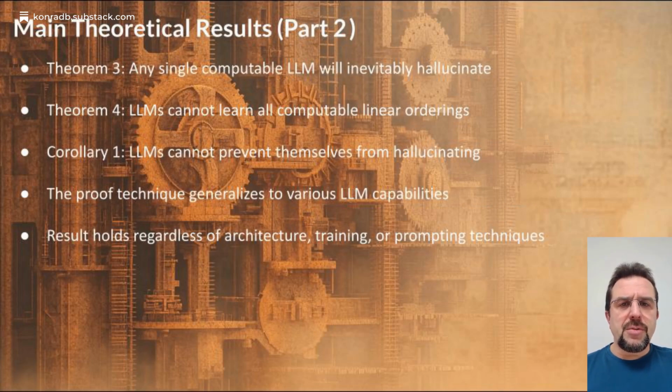Building on earlier theorems, the authors prove that any individual computable LLM will inevitably hallucinate on some ground truth function. A specific example shows LLMs cannot learn all computable linear orderings, demonstrating practical implications. Importantly, Corollary 1 states that LLMs cannot eliminate their own hallucination. Methods like chain-of-thought reasoning cannot overcome this fundamental limitation. These results are independent of implementation details like architecture, training procedure, or prompting techniques.